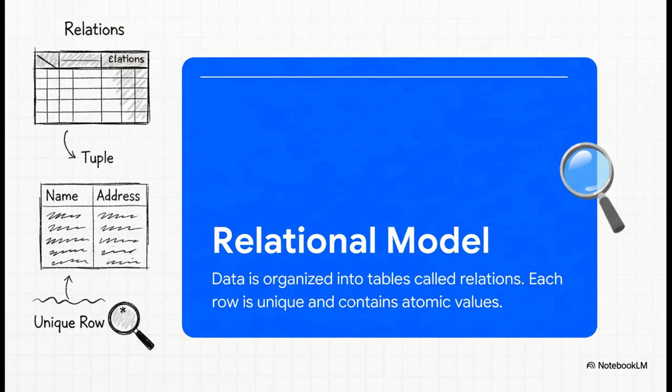The relational model is based on a surprisingly simple idea. We organize all of our data into tables. Now, the fancy name for these tables is relations. Each table has columns, which we call attributes. Things like name, age, or address. And it has rows, called tuples, where each row represents a single record. But here's the absolute golden rule. Every single row has to be unique. This simple, elegant structure is the foundation for pretty much every modern database you'll ever use.